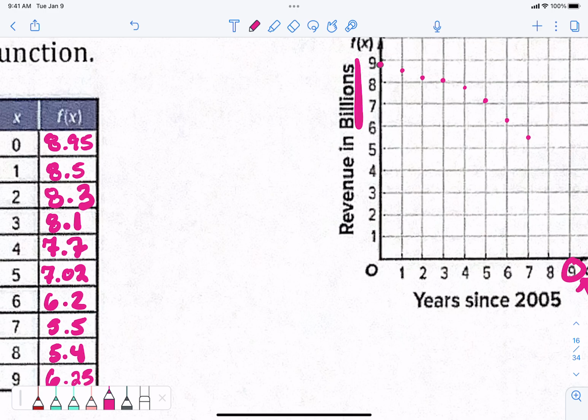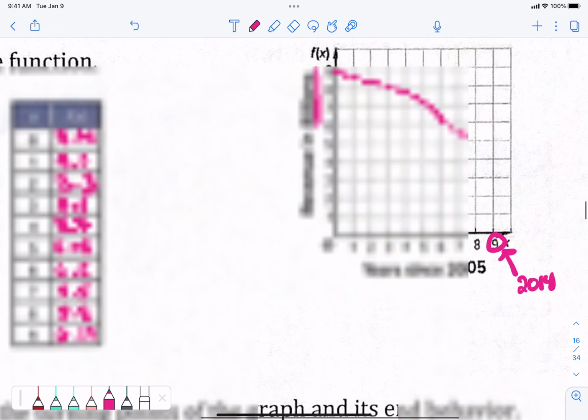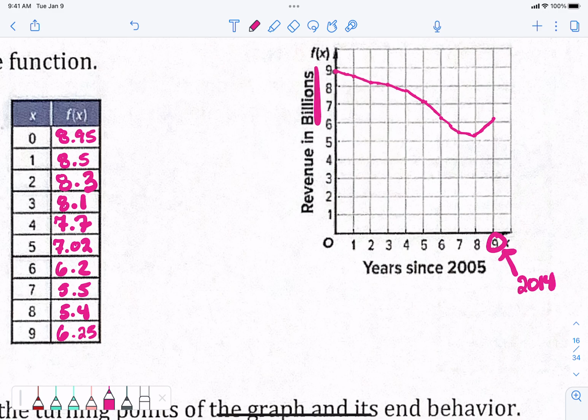Are you plotting these points? Yes, I am. Okay. There you go. Graph those on that table or on that graph, and then we'll answer the questions.